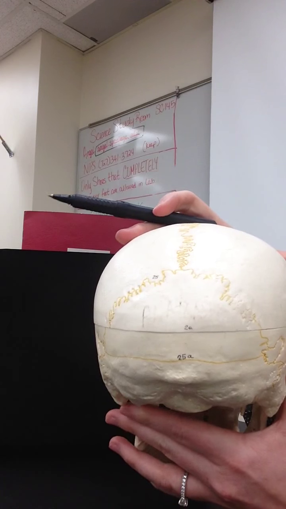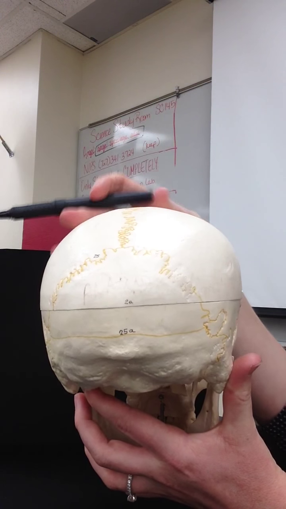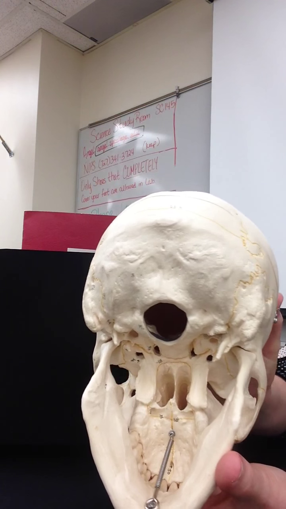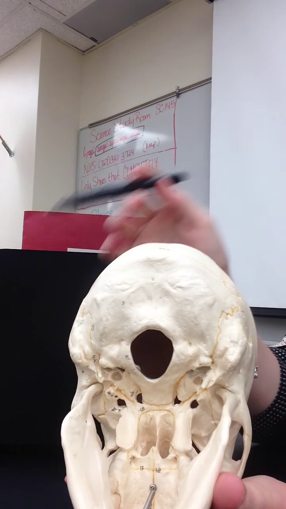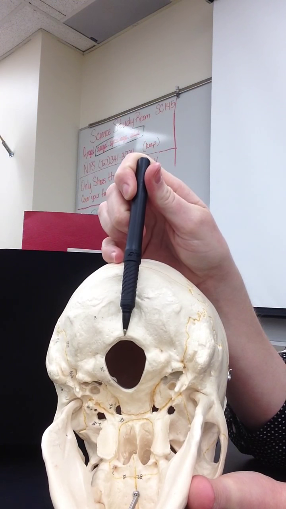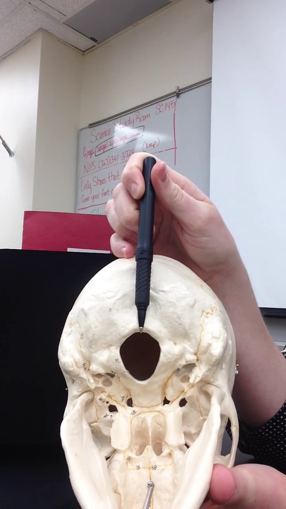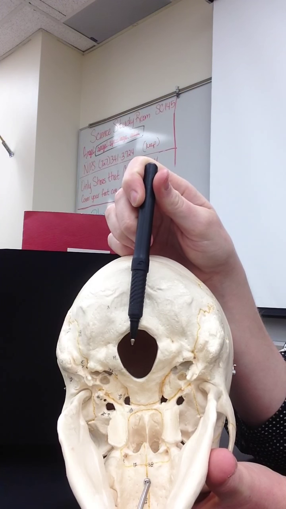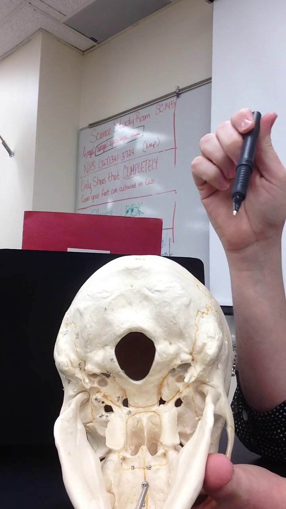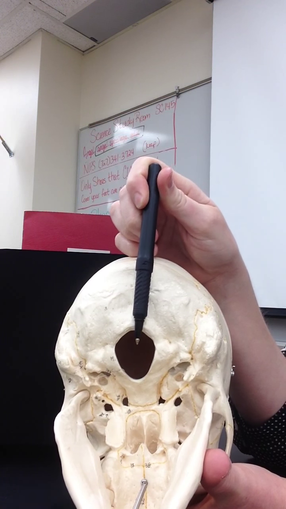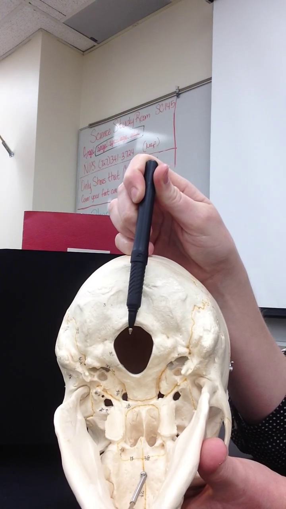Now there's a couple of things I want you to know about the occipital bone. If you turn the skull around and look on the inferior portion of the skull, you see a very large hole. This is known as the foramen magnum. This is where the spinal cord will travel from the vertebral cavity up into the foramen magnum to meet with the brainstem.